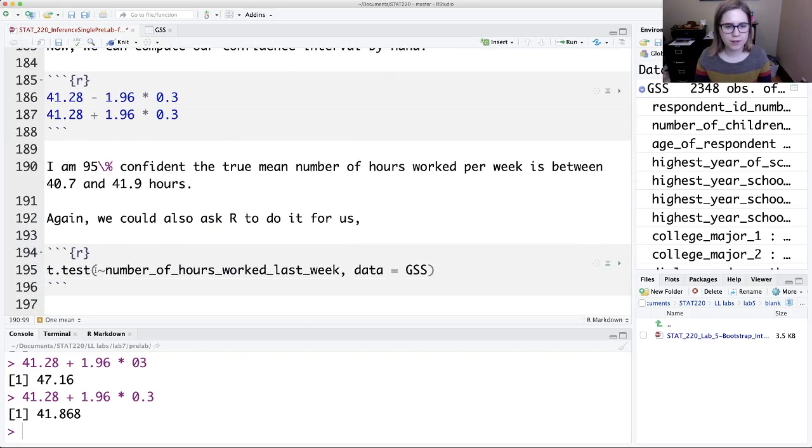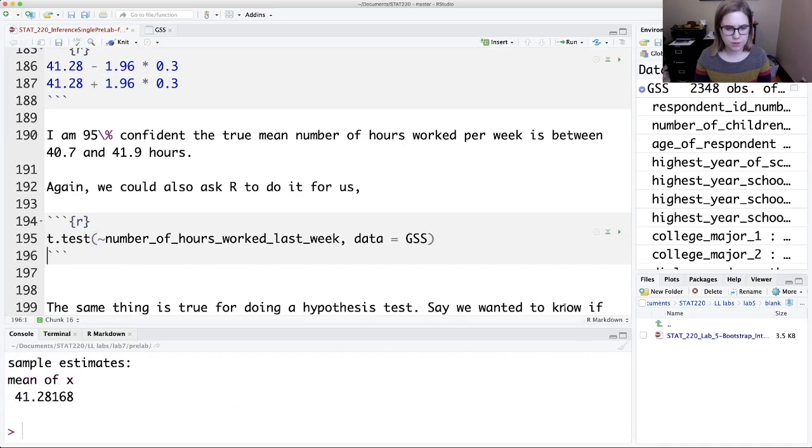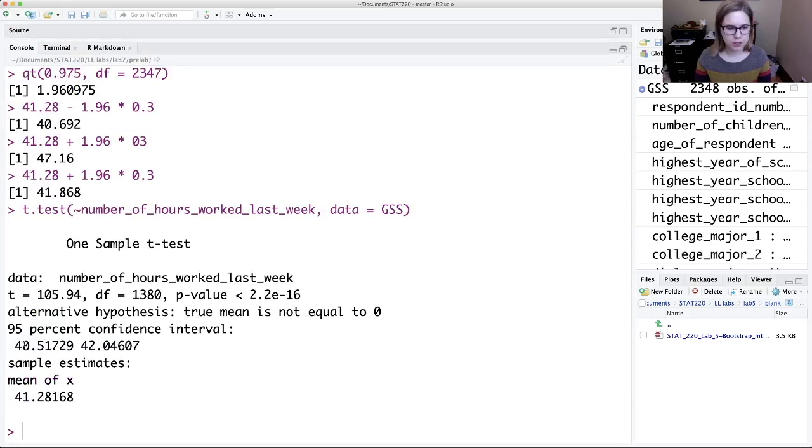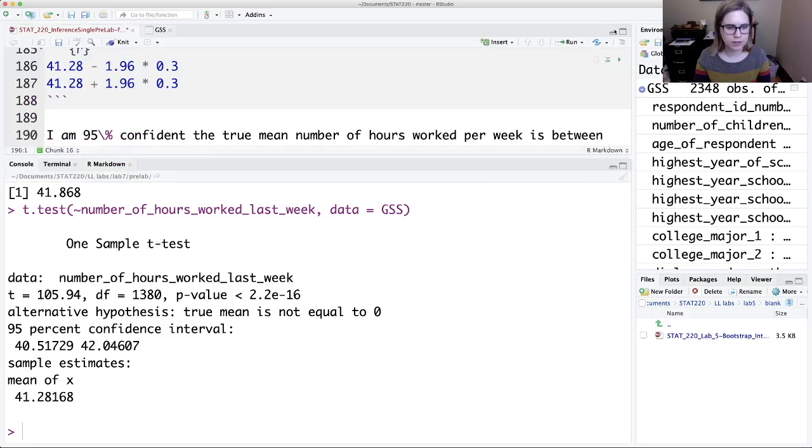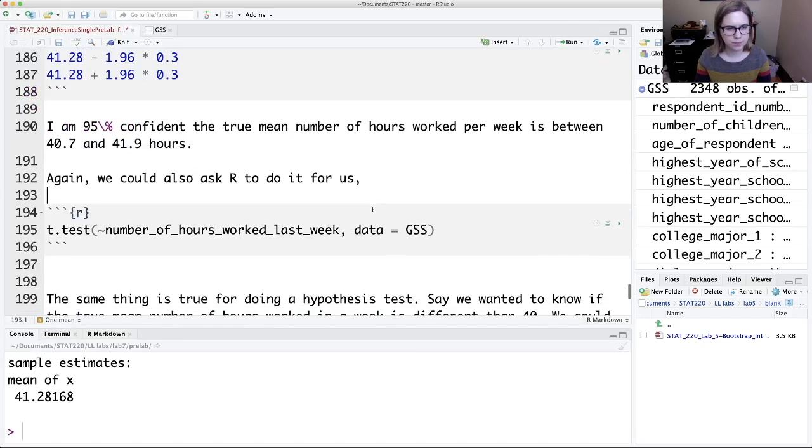And again, we could ask R to do it for us with the t.test function. It uses the formula syntax. And this would give us some information, including this 95% confidence interval, which is very similar to the one that we just found, although maybe a little bit off. Again, there's like some rounding stuff and some distribution stuff.